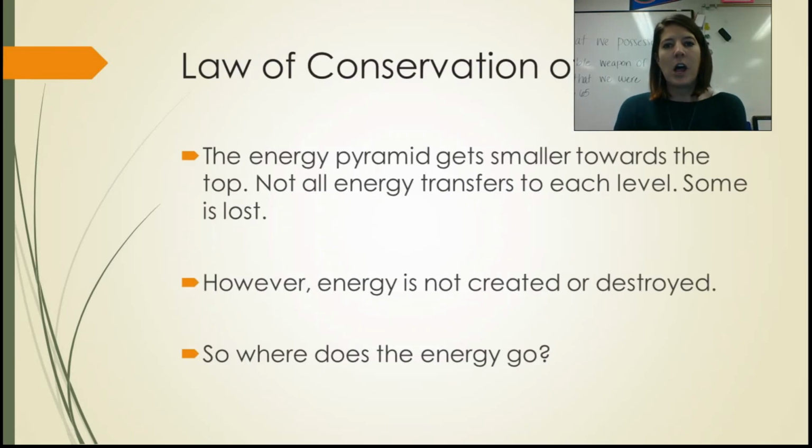The law of conservation of energy is a law, similar to the law of conservation of mass. The law of conservation of energy says that energy is not created or destroyed. So the energy that a plant produces comes from the sun, and it's being converted into another form of energy. When I eat that plant, I get some of the energy, but not all of it. But it's not destroyed, so where is it going? That's the big question.